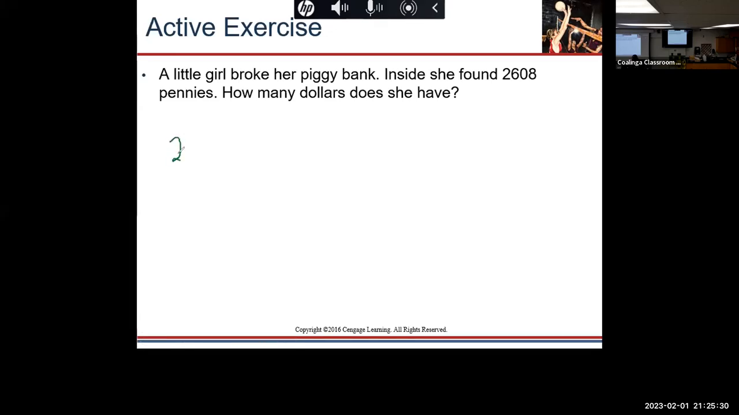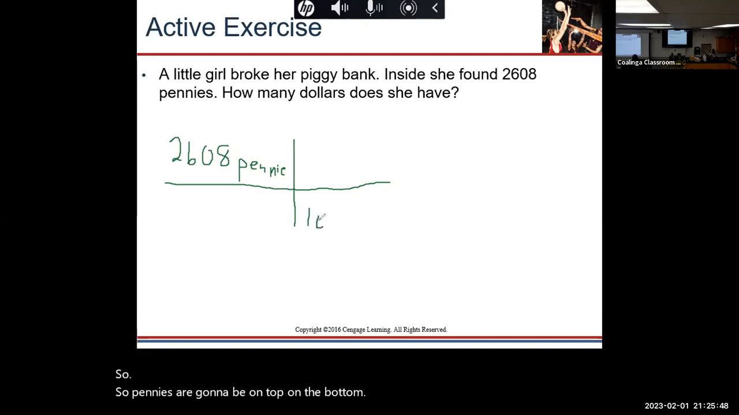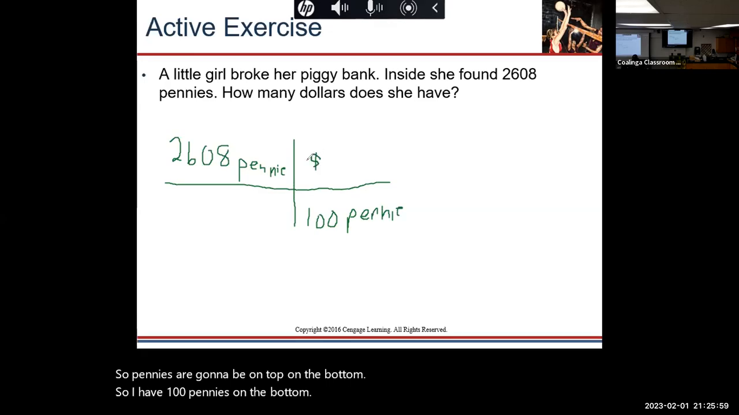So my given is my conversion. Okay. So pennies are going to be on top or on the bottom? So I have 100 pennies on the bottom. Cash money on top. Dollar bill.